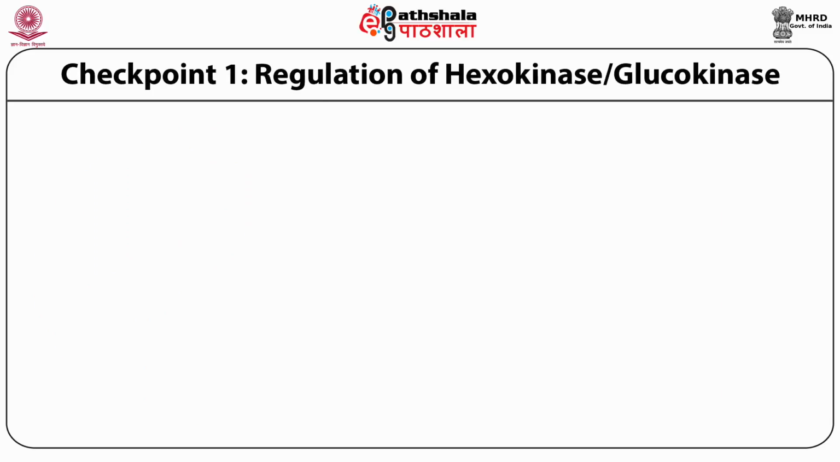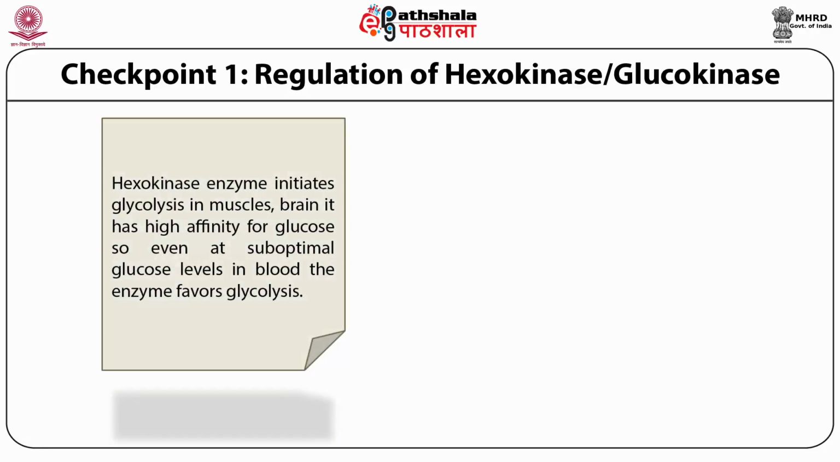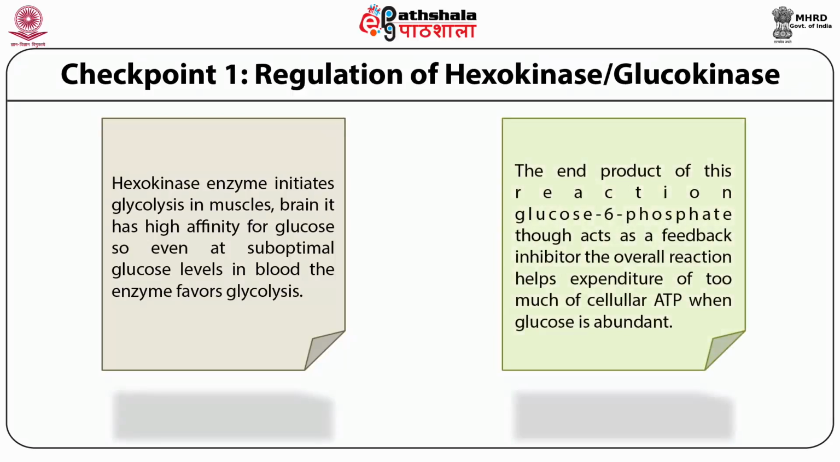Let's first try to understand the regulation of hexokinase. Hexokinase enzyme initiates glycolysis in muscles and brain. It has a high affinity for glucose, so even at suboptimal glucose level in blood, the enzyme favors glycolysis. The end product of this reaction, glucose 6-phosphate, acts as a feedback inhibitor, and the overall reaction prevents the expenditure of too much cellular ATP when glucose is abundant.